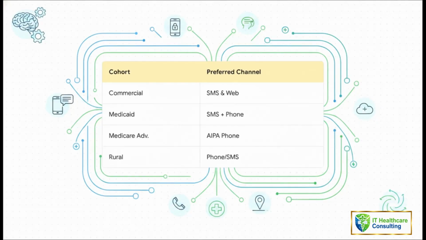Now, the core of this whole architecture is intelligent omni-channel delivery. And the formula here is pretty simple. If you match the member cohort to their exact preferred access pattern, completion rates just soar. For instance, commercial members might prefer a secure web form sent straight via SMS. Medicaid adults often need SMS paired up with a phone follow-up. And Medicare Advantage or DSNP members usually respond best to frictionless, conversational phone interactions. Core Forms dynamically matches the intake strategy to the actual reality of the member.